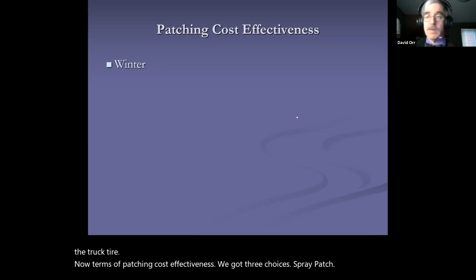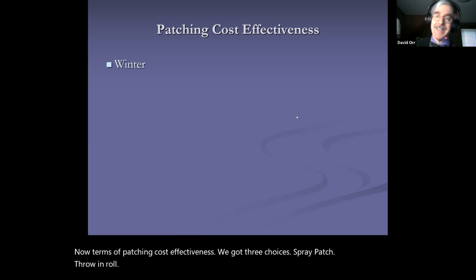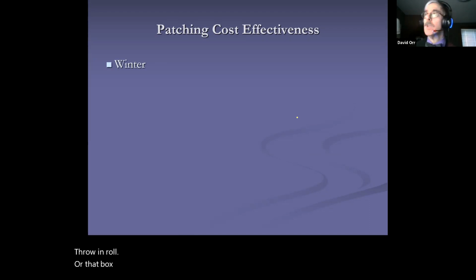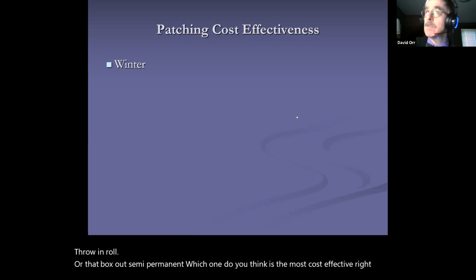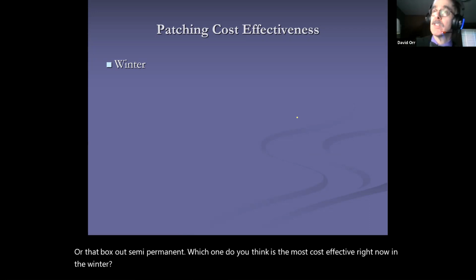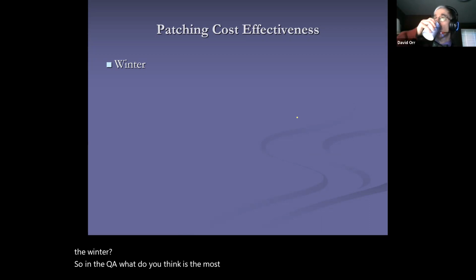Now, in terms of patching cost effectiveness, we've got three choices: spray patch, throw and roll, or that box out semi-permanent. Which one do you think is the most cost effective right now in the winter? So in the Q&A, what do you think is the most cost effective? Spray, throw and roll.